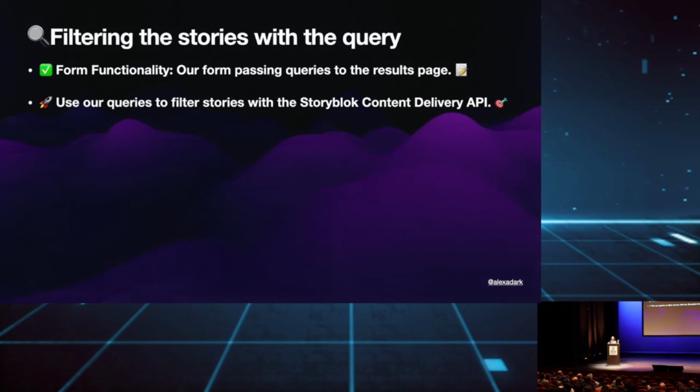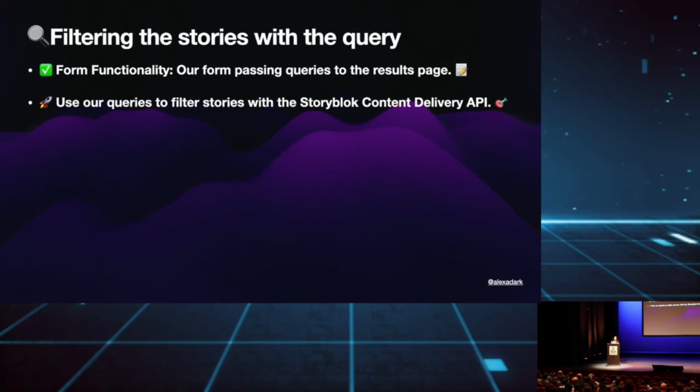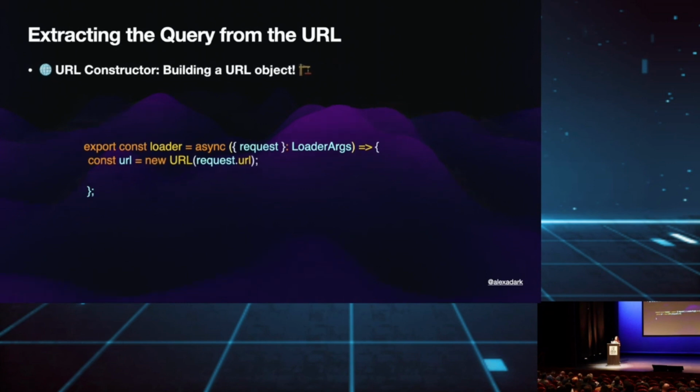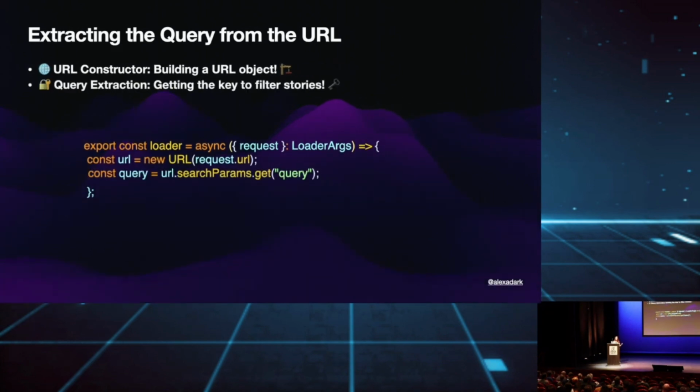Okay, so now we are redirecting to the search result, and we need to extract the query from the URL and then filter the pages and the posts that are called stories in Storyblok. So for that, we extract the query from the URL, and for that we use the URL constructor, which is again a web standard, to create an object representing the URL defined by the parameters. And then these objects include the searchParams property, which provides utility methods to work with the query string of the URL. So from there, we extract our query.